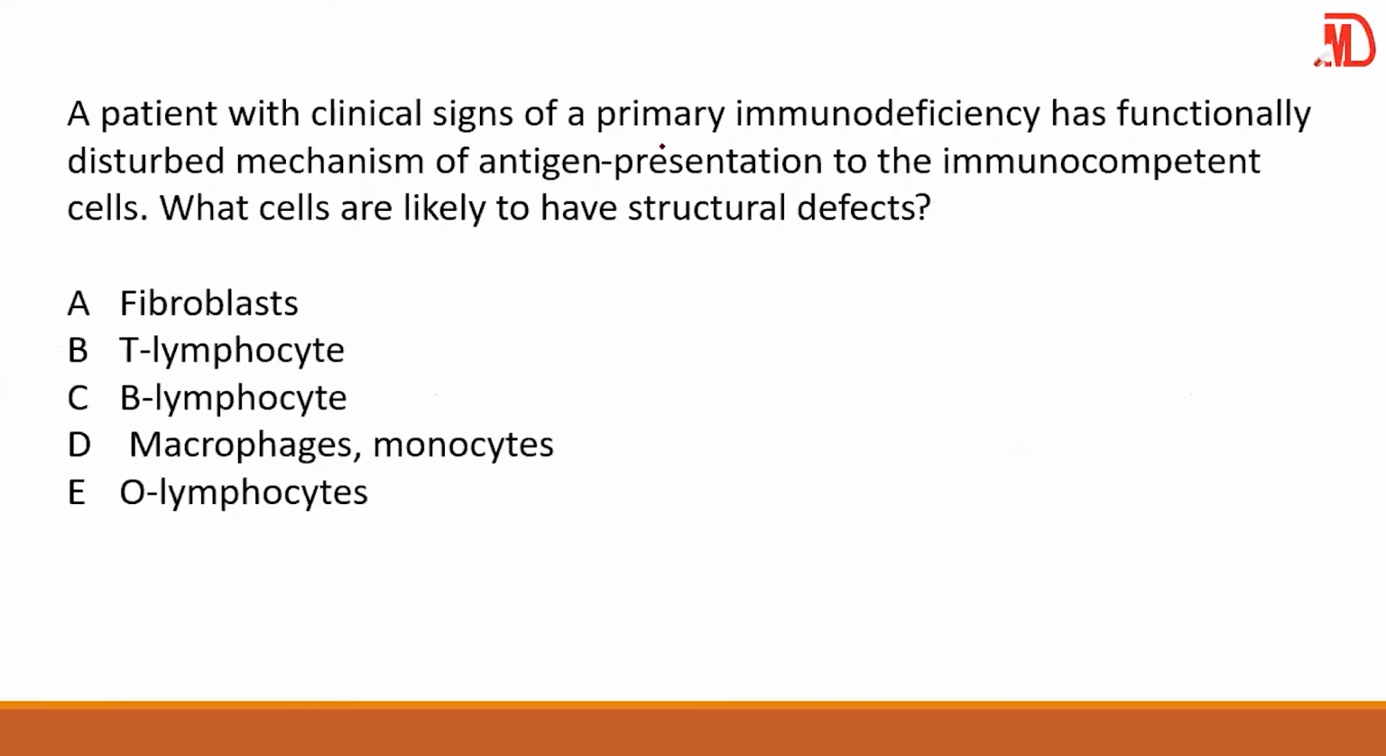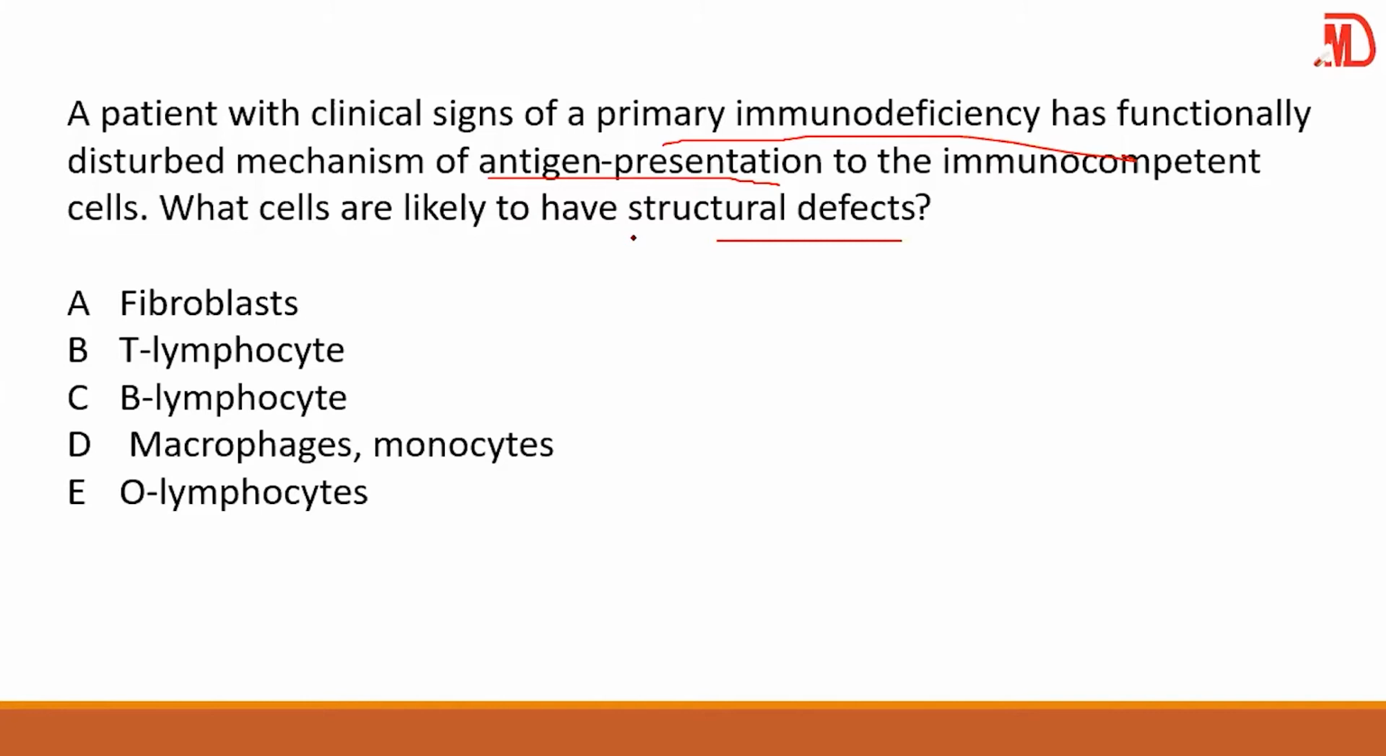A patient with clinical signs of primary immunodeficiency has functionally disturbed mechanism of antigen presentation to the immunocompetent cells. What cells are likely to have structural defect? So first of all, they're looking at what? Antigen presenting cells. These cells present the antigen to the immune system to kill.